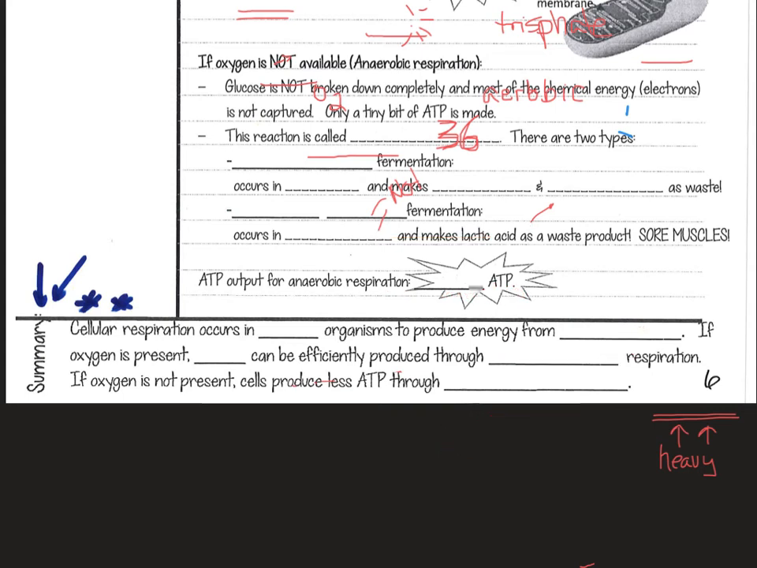So let's go to this summary that's at the very bottom, and now you'll be able to see it. We'll even change color to make it stand out a little. Okay, let's go blue. Cellular respiration occurs in what organisms? All. The energy comes from glucose. If oxygen is present, ATP can efficiently be produced through aerobic respiration. If oxygen is not present, cells produce less ATP through fermentation or anaerobic respiration.